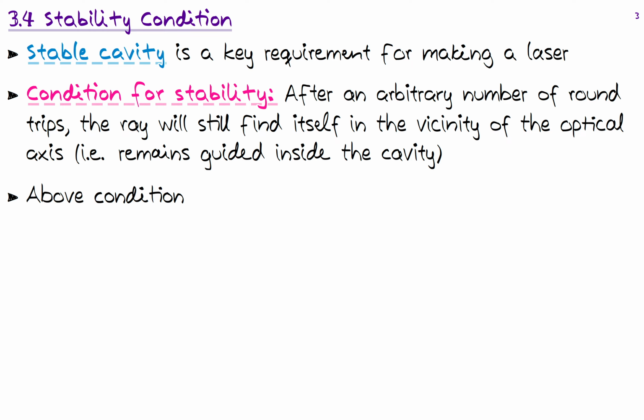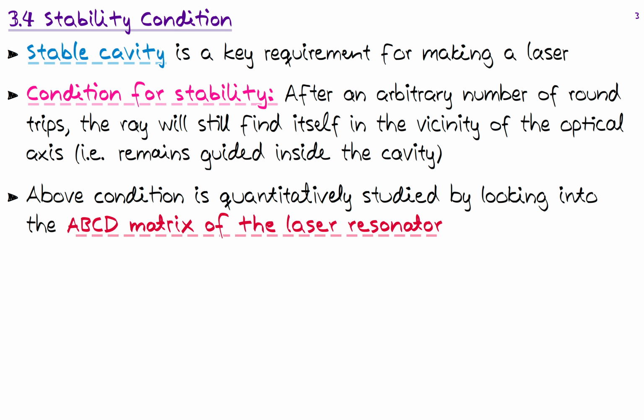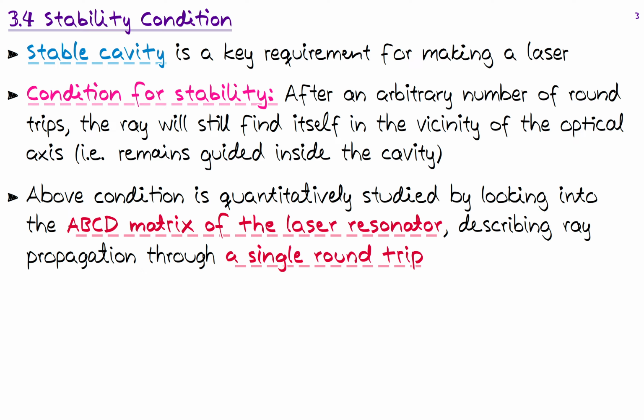This condition for stability can be studied quantitatively by looking at ABCD matrices and forming an ABCD matrix for the laser resonator. Intrinsically, as I was just saying, we rely on geometrical optics and the paraxial approximation to hold, so that we can describe everything using ABCD matrices. We are interested in describing the ray propagation through a single round trip, because then we can multiply to many round trips and see whether a repeating pattern forms for the propagating ray bundles.